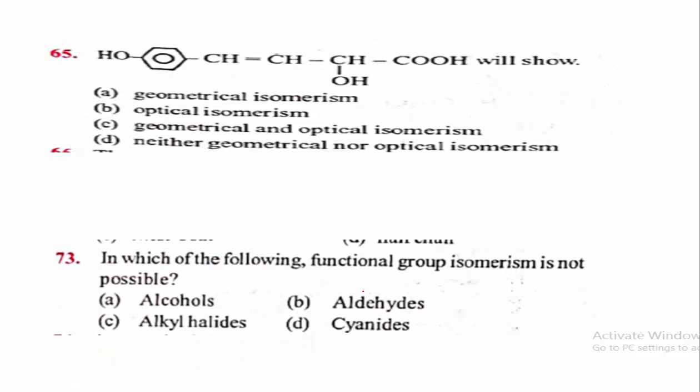Students, next question number 65. Observe the given compound structure. The question is, the given compound will show: option A, geometrical isomerism; optical isomerism; geometrical and optical isomerism; neither geometrical nor optical isomerism. Which one is the correct answer? Students, when we observe the given structure, the given compound contains a double bond.